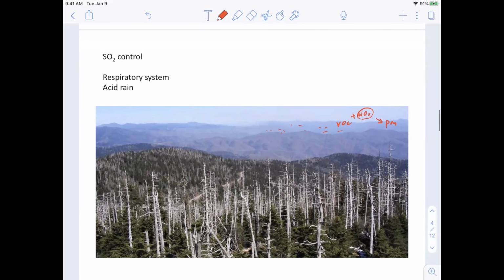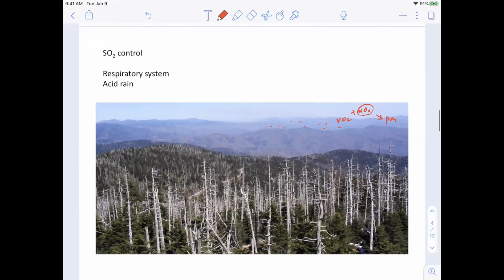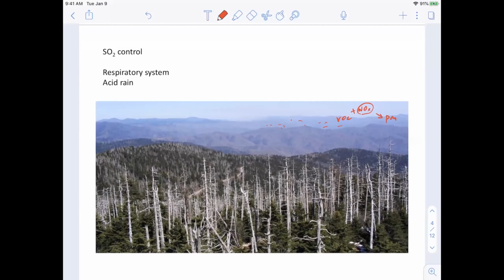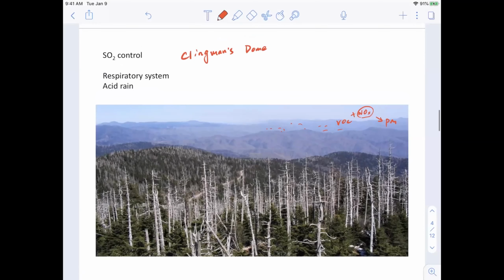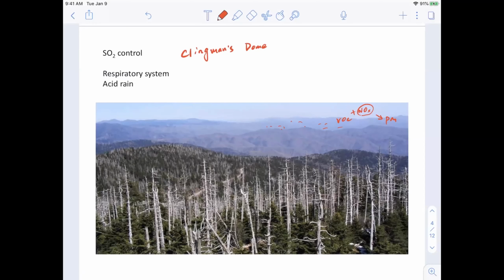But when you go to these higher mountains, I think this is a picture taken at Clingmans Dome. Next time, if you have the chance to go to the Smoky Mountain, this is a very famous scenery point. If you look down there, you see a lot of forests getting damaged, okay? And this is actually because of the acid rain. The acid rain can corrode the leaves and then basically harm the lives of these plants.